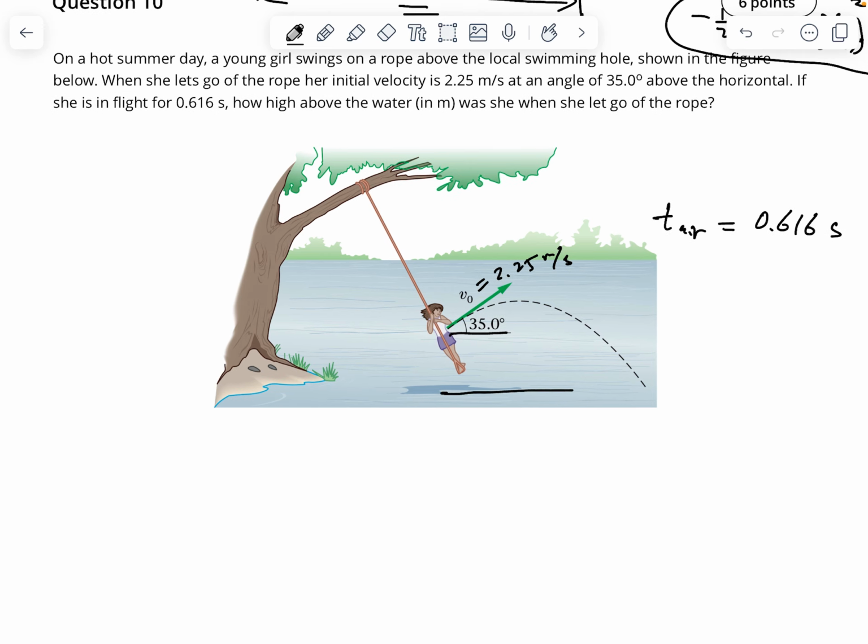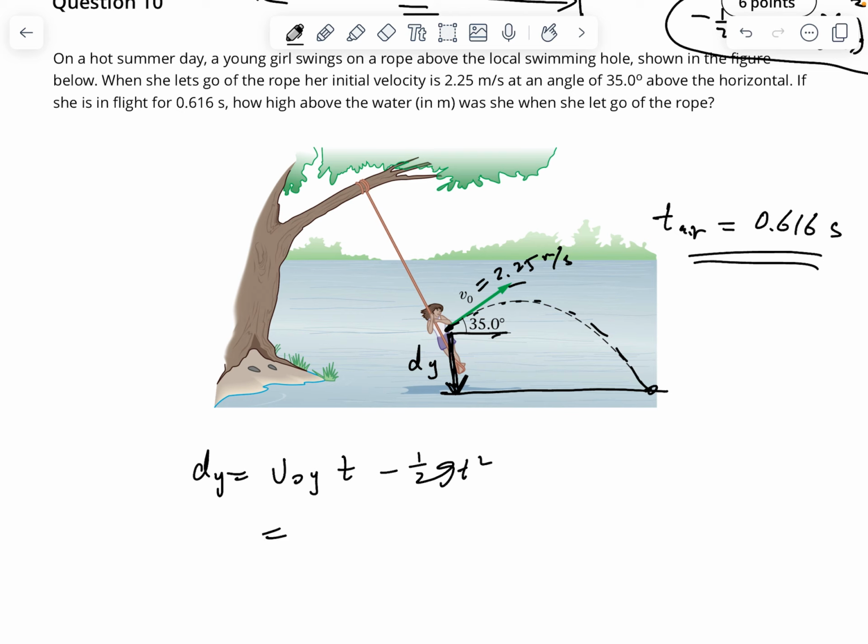All right, so here is the water, right? So from here to here, this is the air time. What we know here is the initial velocity and the angle, and they ask you about this, which is your dy. So this is the air time. On the y-axis, this is your dy, right? So how high above the water? Basically, you look at dy. dy equals v naught y t minus half g t squared, right? So this is v naught y.